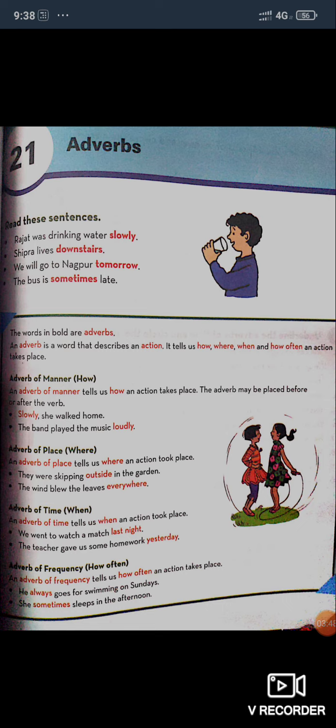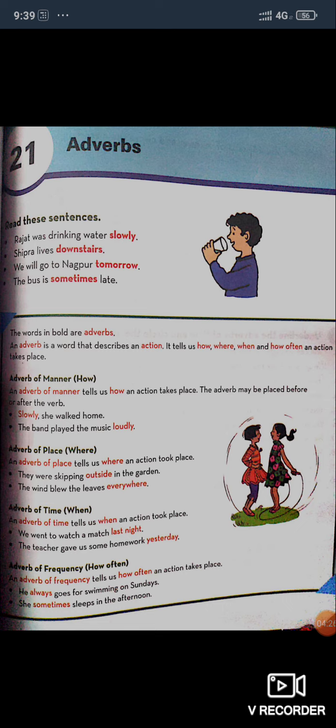The next one is adverb of place. That means an adverb of place tells us where an action takes place. Here we need to learn the word where. The words which answer the question where are adverbs of place. For example, they were skipping outside in the garden. So here outside is the adverb of place. The wind blew the leaves everywhere. It means everywhere is the adverb of place.